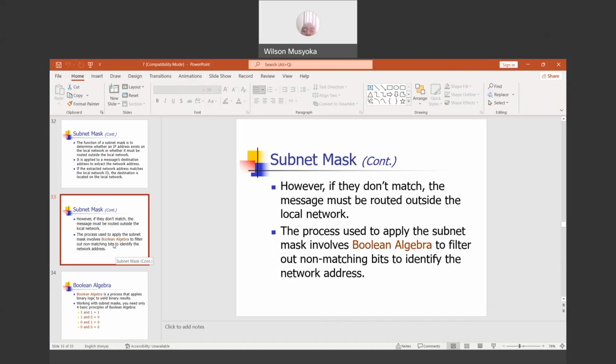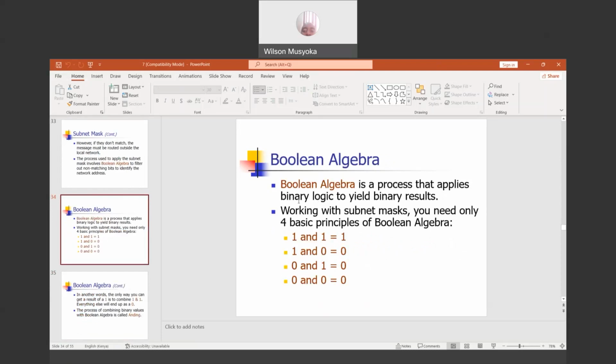If the host and network address do not match, then the message must be routed outside the local network. The process used to apply the subnet mask involves Boolean algebra to filter out non-matching bits to identify the network address. So this is how it is. It is a process that applies binary logic to yield binary results, and it works with subnet masks.